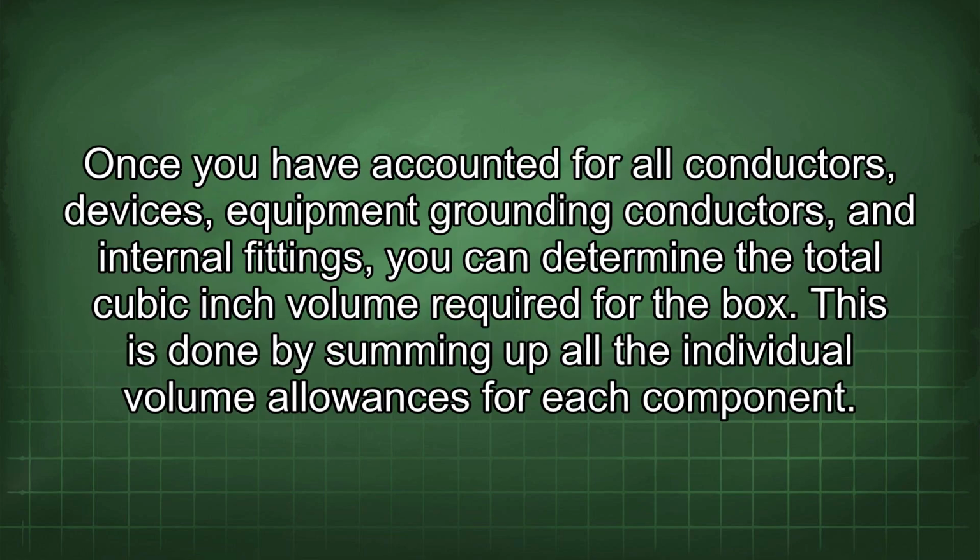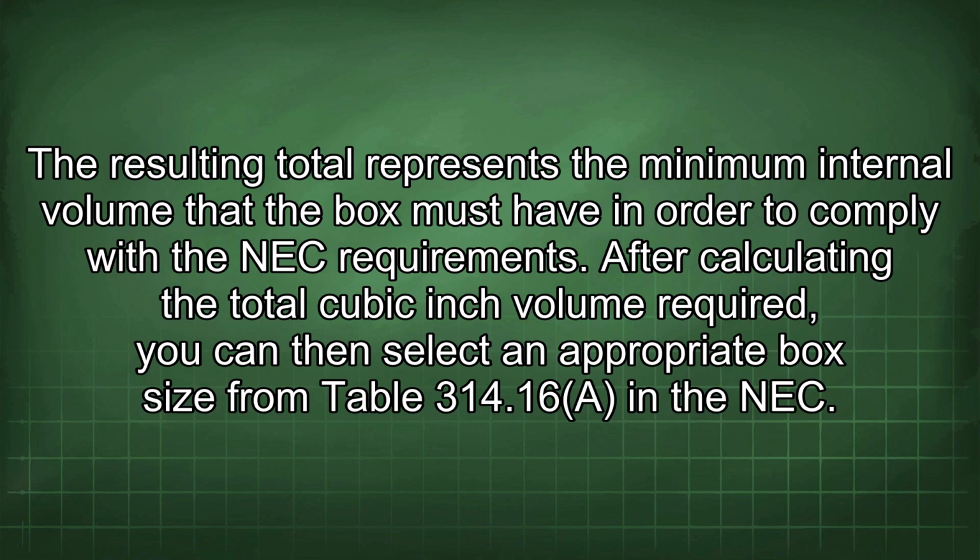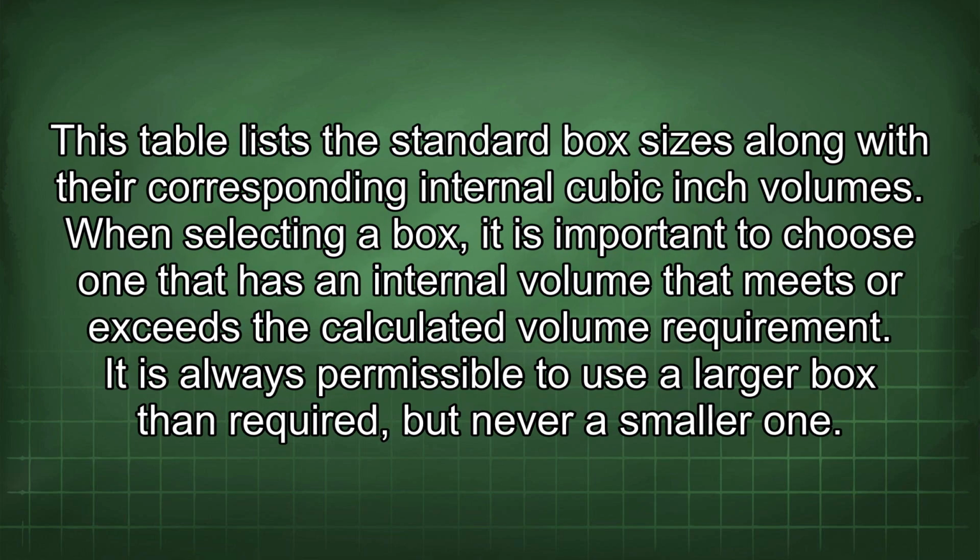Once you have accounted for all conductors, devices, equipment grounding conductors, and internal fittings, you can determine the total cubic inch volume required for the box. This is done by summing up all the individual volume allowances for each component. The resulting total represents the minimum internal volume that the box must have in order to comply with the NEC requirements. After calculating the total cubic inch volume required, you can then select an appropriate box size from Table 314.16 in the NEC. This table lists the standard box sizes along with their corresponding internal cubic inch volumes.